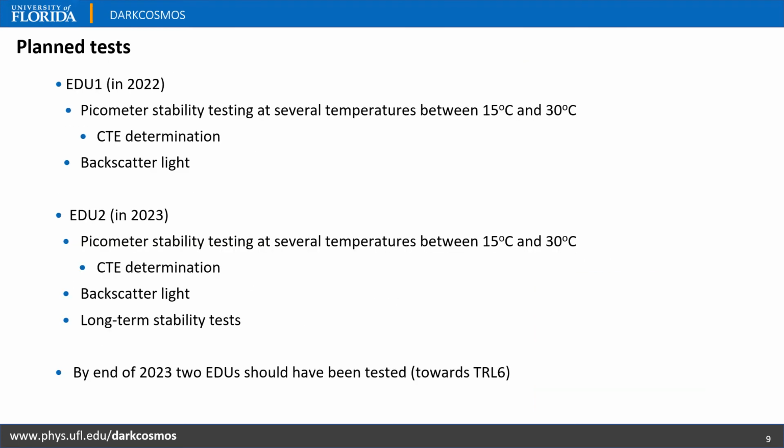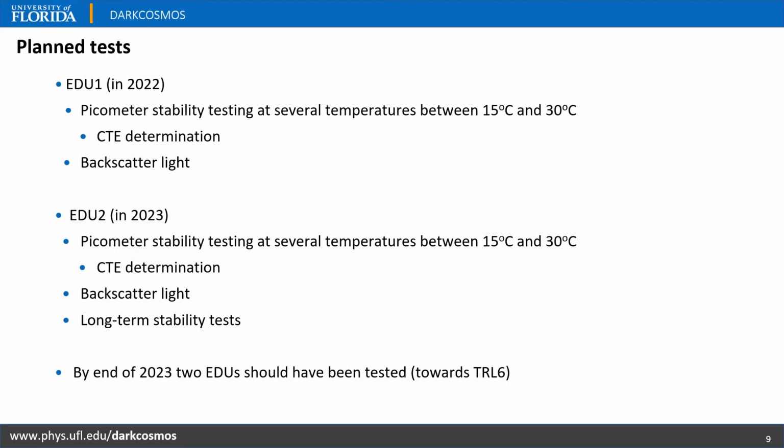So the planned test is here. We will start in 2022 with the first engineering development unit. We'll test the picometer stability at different temperatures between 15 and 30 degrees. We'll try to also measure the CTE and the backscattered light, which should be a quick and easy measurement, hopefully. And then in 2022, once we're done with this prototype, we'll send it back to Goddard, and then we'll receive the second prototype, EDU2, Engineering Development Unit 2, in 2023.